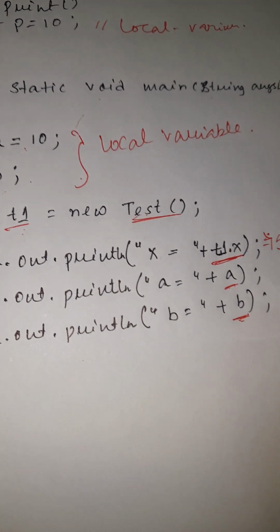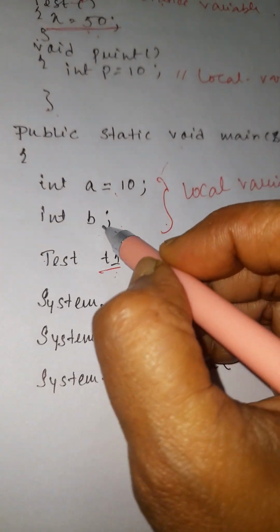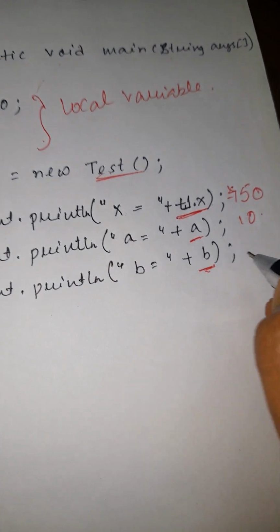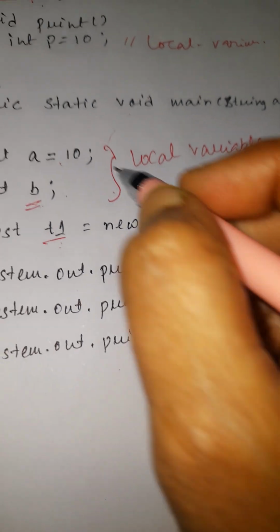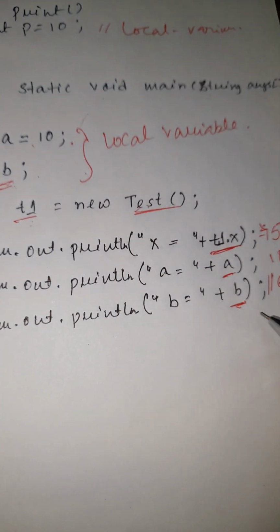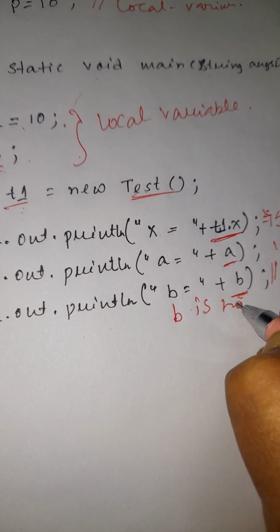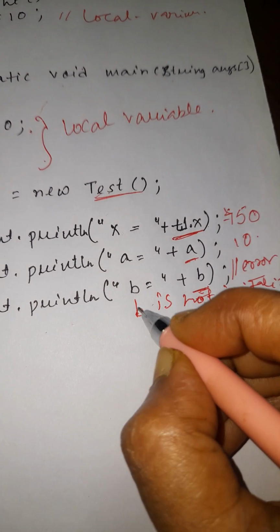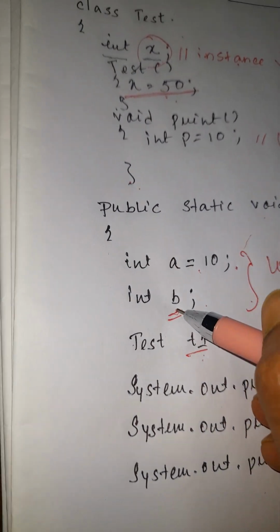Clear? Now a is 10. Now b, what is b? b is a local variable, but it is not initialized. That's why this statement will give an error. Why? Because a local variable must always be initialized, like the a. So here the error will come, this b is not initialized. Clear? This error will come for this statement, as b is a local variable and it is not initialized.